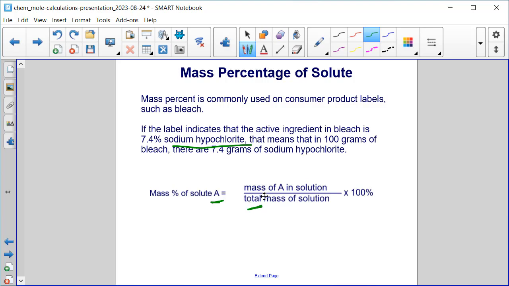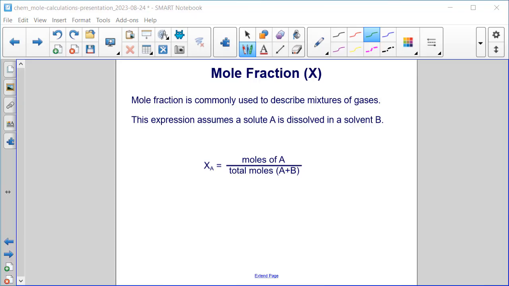In order to find percents, we're taking the part, just the part we're interested in, the mass of A, and dividing it by the whole, the total mass of the solution, and then multiplying by 100 to express your answer as a percent. Mole fraction, or X, is commonly used to describe mixtures of gases. This expression assumes a solute A is dissolved in a solvent B. So if I want to find the mole fraction of A, I take the moles of A and divide by the total moles, or A plus B.